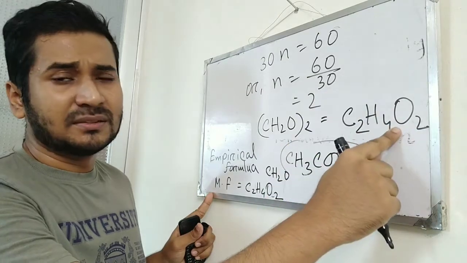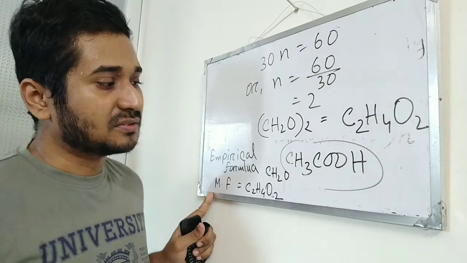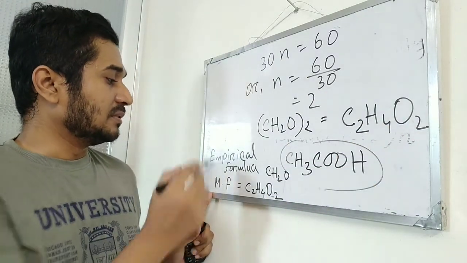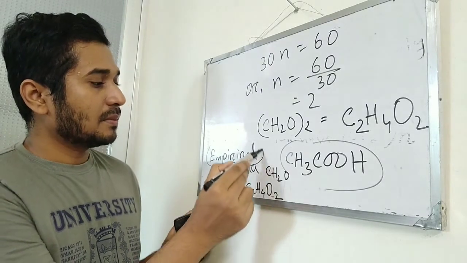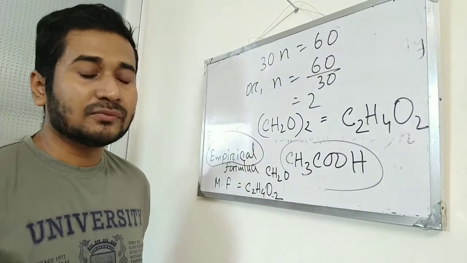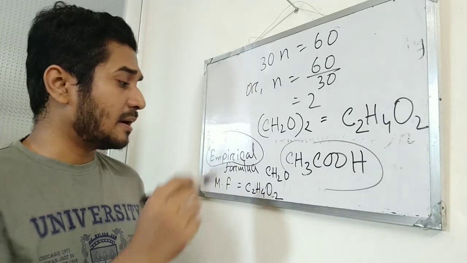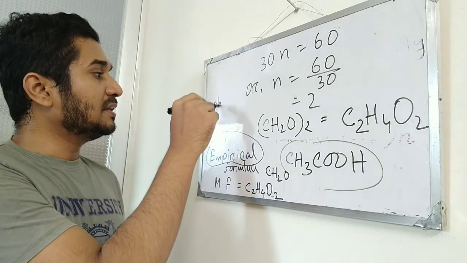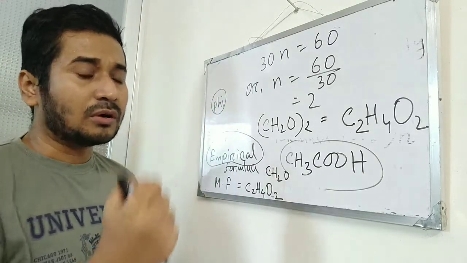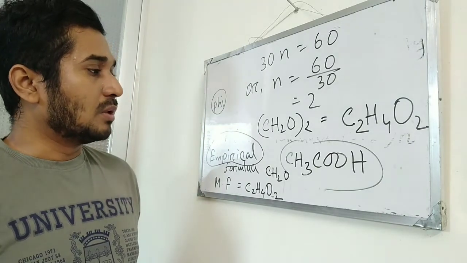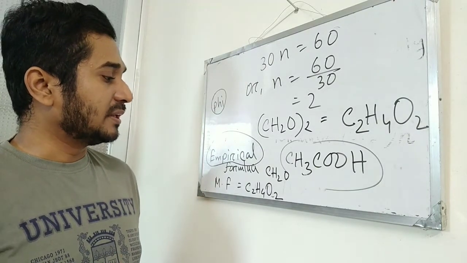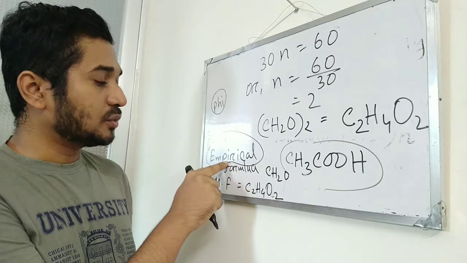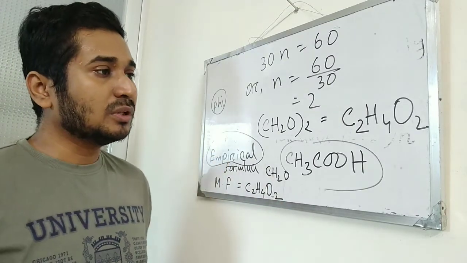If you don't know this, you can write it this way. This is okay actually. So this is the actual spelling of empirical formula. In my last class I used a wrong spelling, which was wrong actually. So this is the actual spelling of empirical formula.